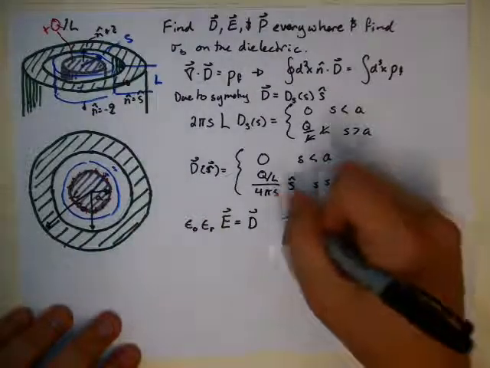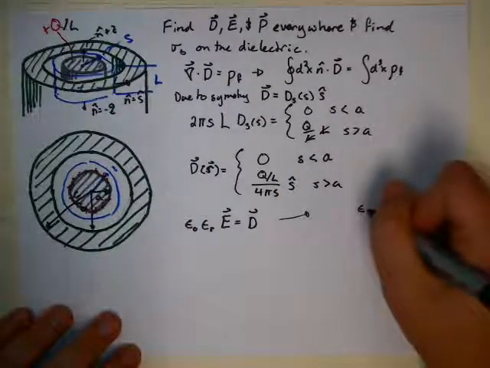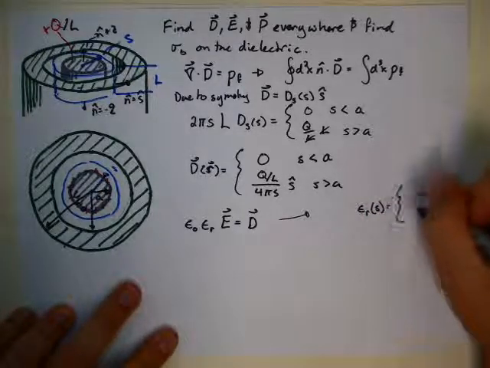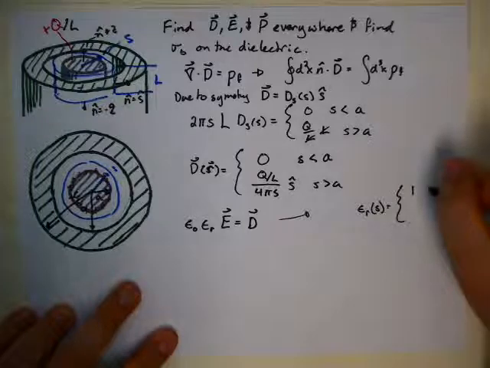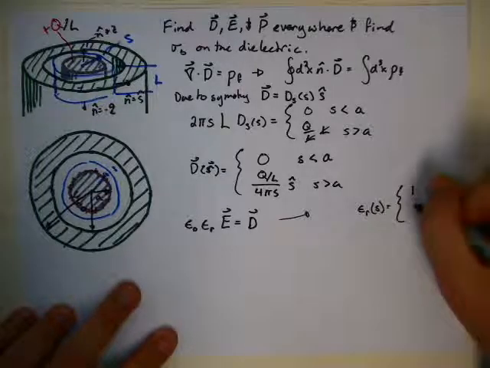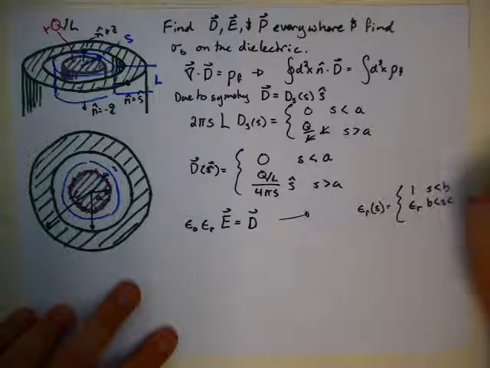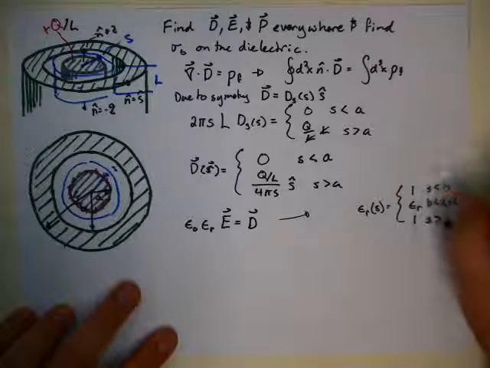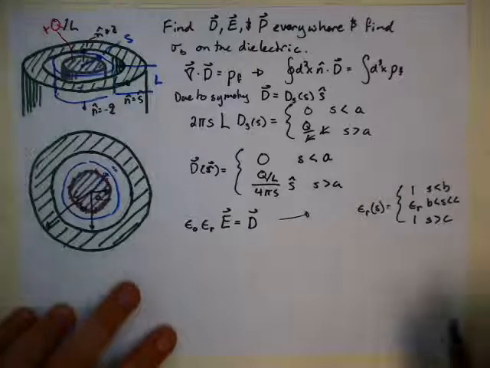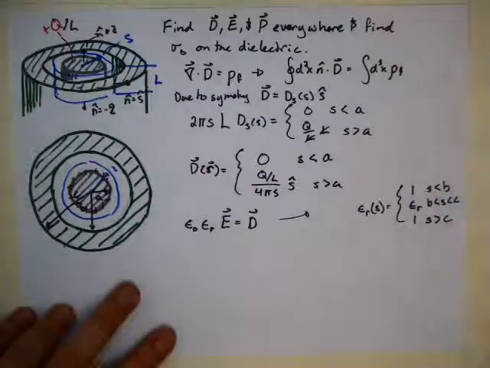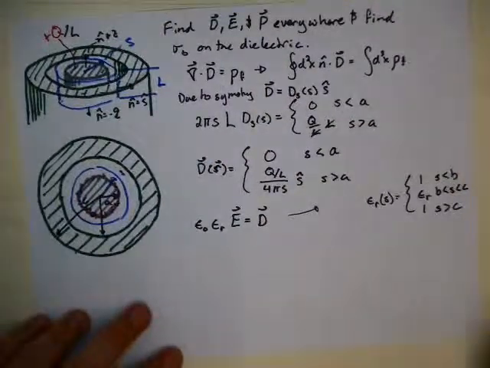And so I can go ahead and explicitly write that, right? Epsilon r as a function of S is going to be equal to 1 for S less than B, to some epsilon r non-zero for B less than S less than C, and 1 for S greater than C. Okay. And that's just saying that the dielectric only exists in this region.